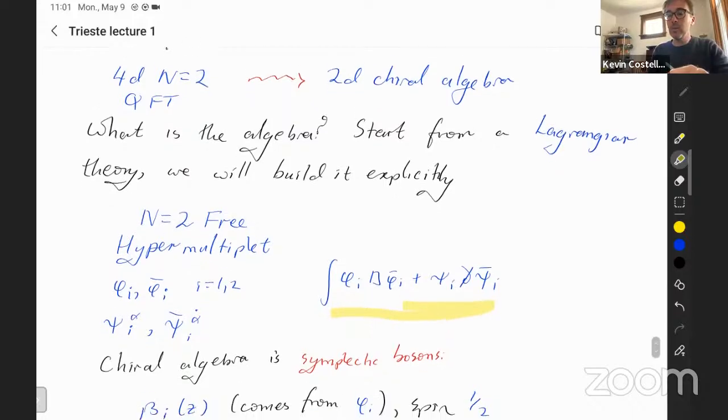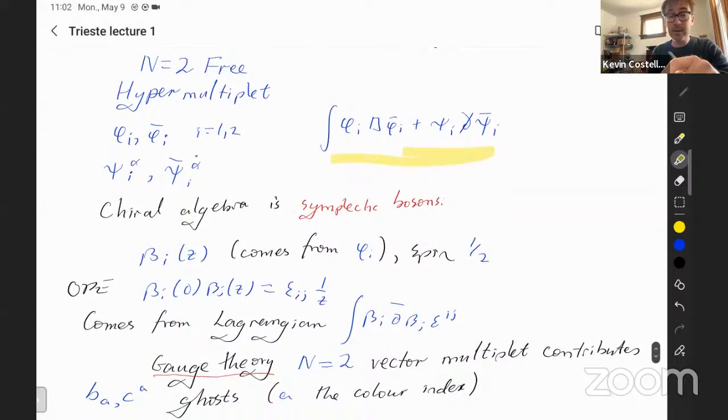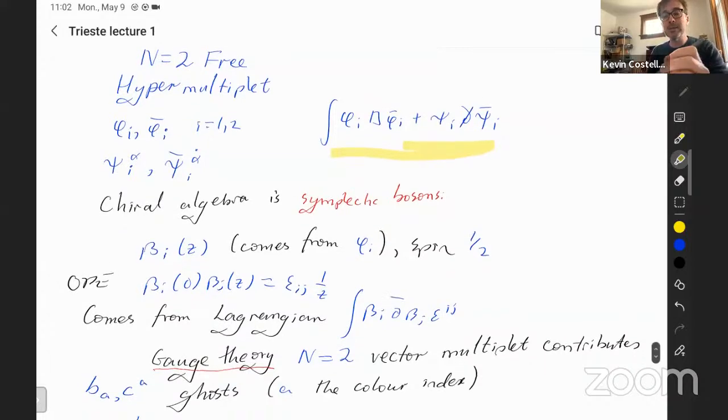Okay, so what do we get when we take the chiral algebra in the way I've just discussed, or at least a sketch? These 4 scalar fields of the N=2 theory become 2 scalar fields in the chiral algebra, beta_1 and beta_2. The beta_i's come from the phi_i's, and the phi-bars don't contribute. These are of spin one half. So the OPE between the beta_i's is beta_i(0) beta_j(z) is epsilon_ij times 1 over z.